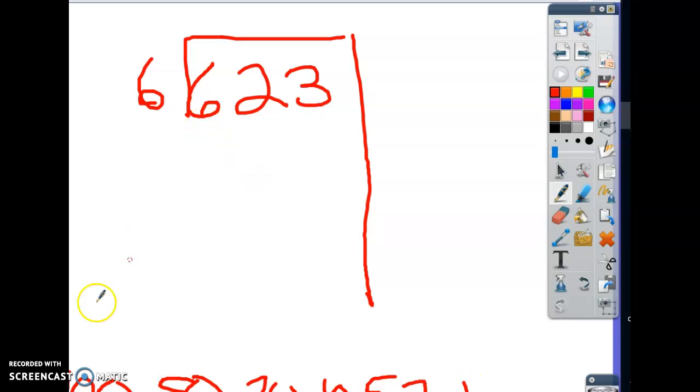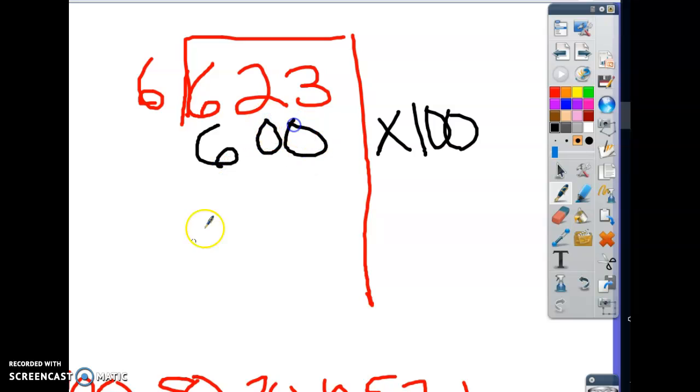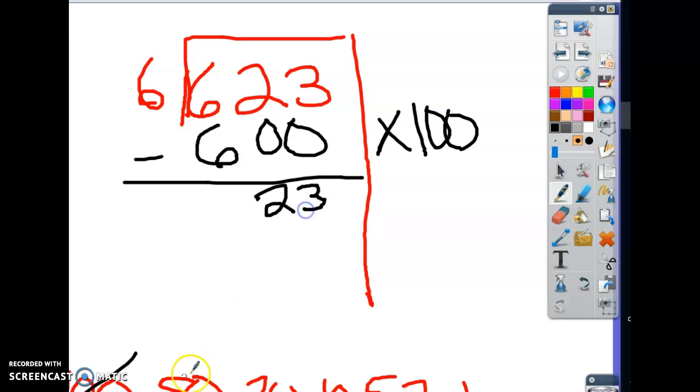All right, so let's start with 100. Can I do 100? So I'm trying to get to 623. How many times is 6 going to 623 without going over? So if I try 100, what's 100 times 6? Great, 600. Ooh, that's near 623 without going over. So I can use the 100. So when I subtract, I will get 23. Then I'll say, all right, can I use another 100? No, that's way over 23.